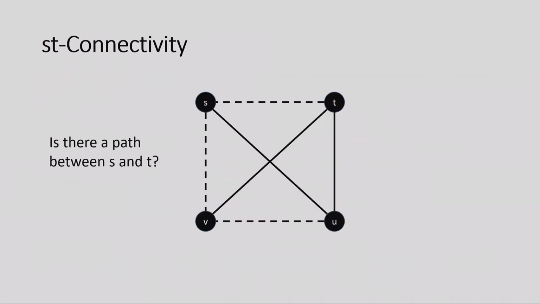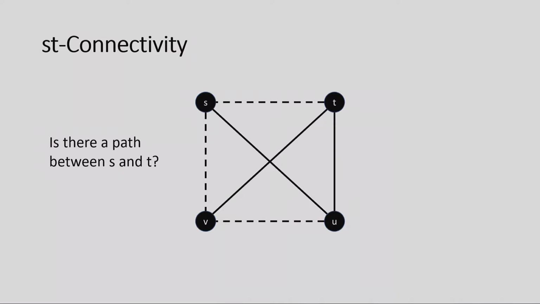So I'll first begin by going over the ST connectivity algorithm and how it works. We're given a graph, a set of vertices and edges. The circles denote the vertices, the lines denote the edges, and we want to know whether two particular vertices are connected, whether there's a path between them. Here, the dotted line indicates that an edge is not present, so there's no edge between S and T, but there is an edge between S and U, and there's another edge between U and T, so we can say that S and T are connected on this graph.